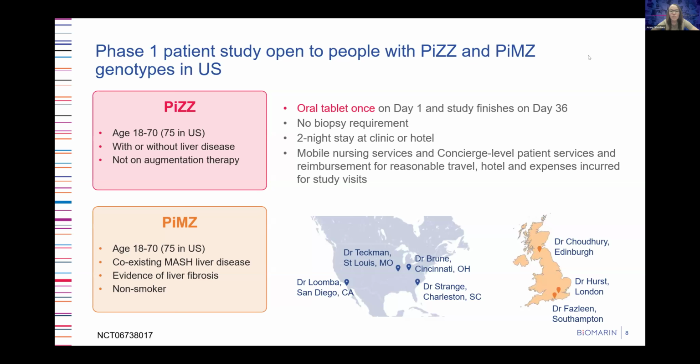As for the overview of the study, it's an oral tablet taken once on the first day, and then there are safety assessments and PK blood assessments up until about a month later. There is no biopsy, and there are mobile nursing services so that the blood tests and other tests can be done at your house or at work or wherever may be most convenient, because we recognize that participating in a trial, particularly a phase 1 trial, can be quite burdensome and take up time.